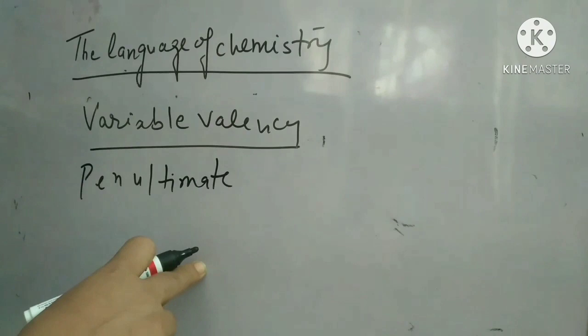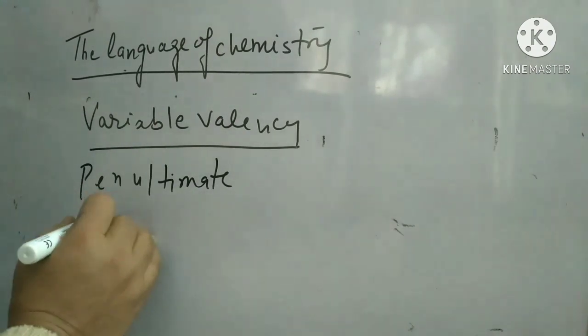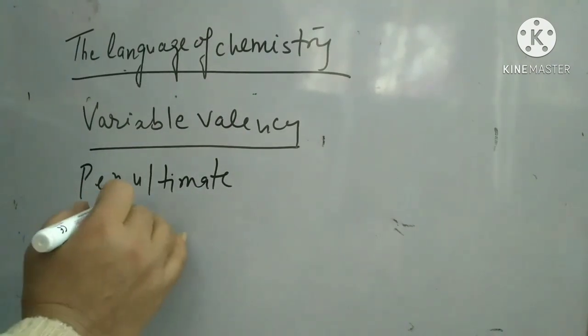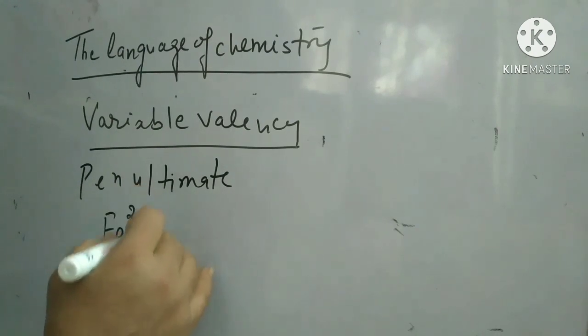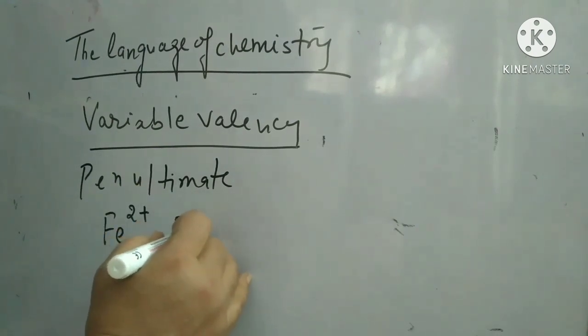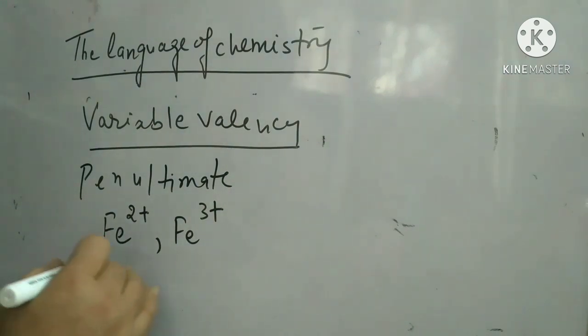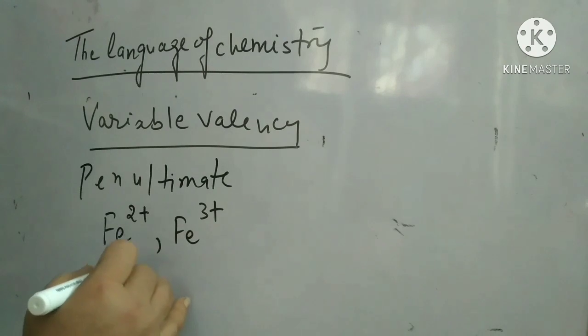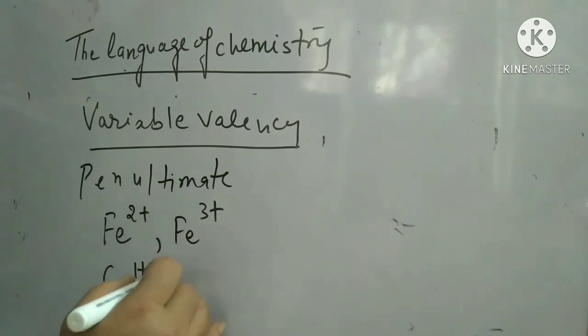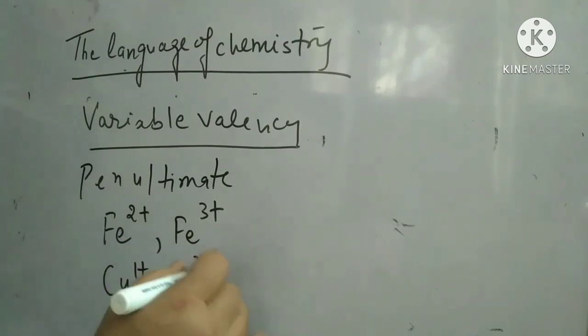For example, iron has two valencies, iron Fe 2 plus and Fe 3 plus. In a similar way, copper has two valencies, that is Cu 1 plus and Cu 2 plus.